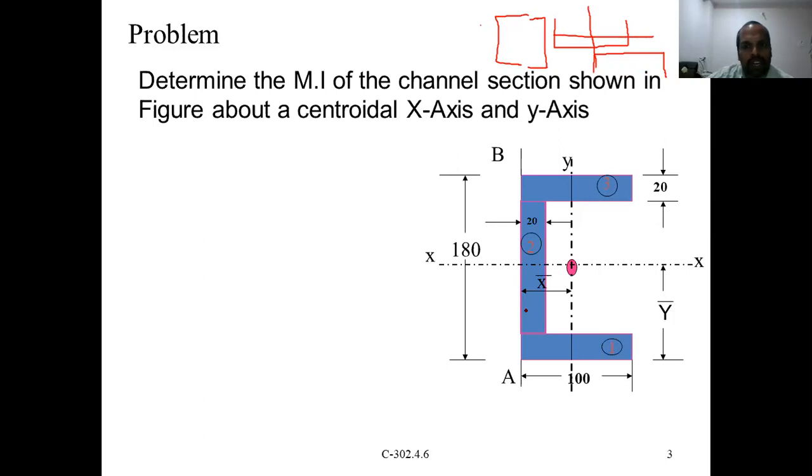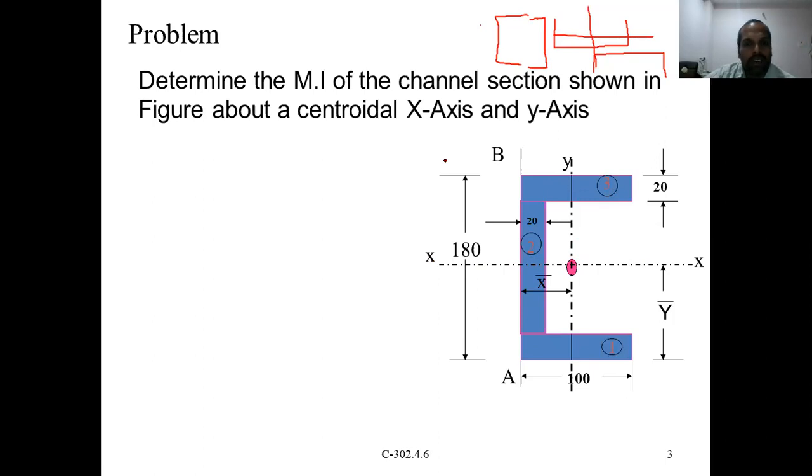For this type of orientation, it will be unsymmetrical about the y-axis and maybe symmetrical about the x-axis, because if both flanges are of equal width, then it will be symmetrical about the x-axis. If one flange is smaller and the other flange has different dimensions, then it can be unsymmetrical about the x-axis also. That is a general possibility. So ultimately, a channel section can be symmetrical about the x-axis, and it can be unsymmetrical also. Both possibilities are there.